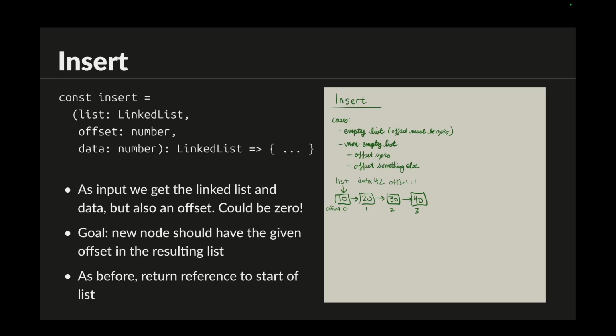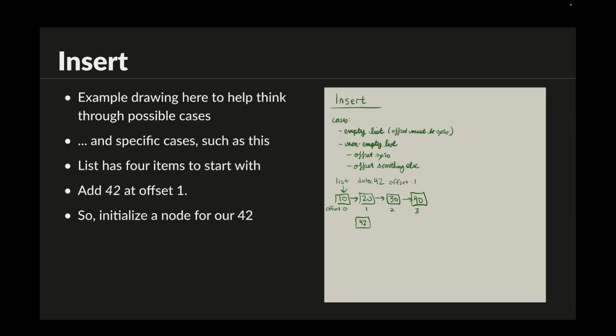You're going to need to develop the skill for drawing the operations in diagram form. So you're going to need to identify various cases, like how to handle empty lists, or what to do when the offset is 0, or something else. Here's one possible case where the list has some data in it, and we need to place new data at some non-zero offset.